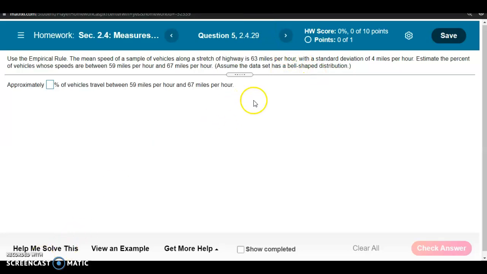So what we're supposed to do is use the information given in the problem and what we know about the empirical rule to answer the question. We're going to determine approximately the percentage of vehicles that travel between 59 miles per hour and 67 miles per hour along this stretch of highway. We want to make a note of the mean, which is 63 miles per hour, and the standard deviation, which is 4 miles per hour.